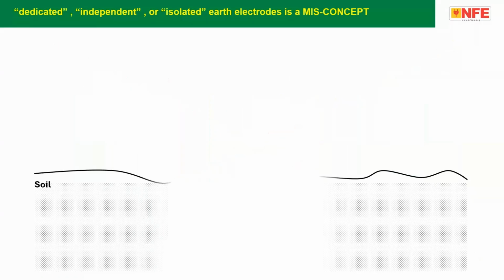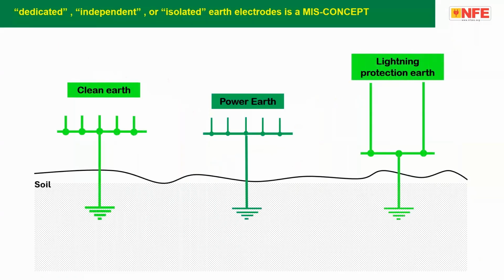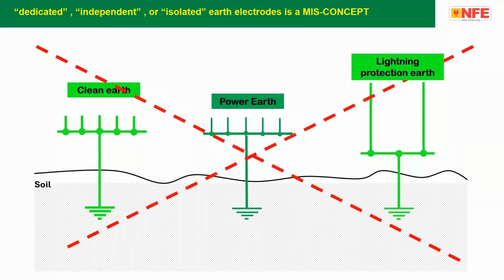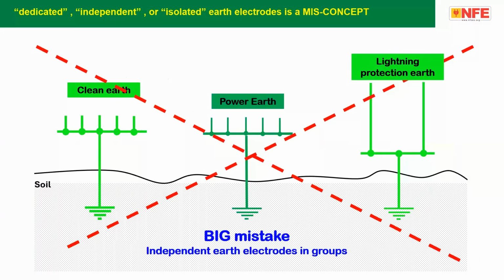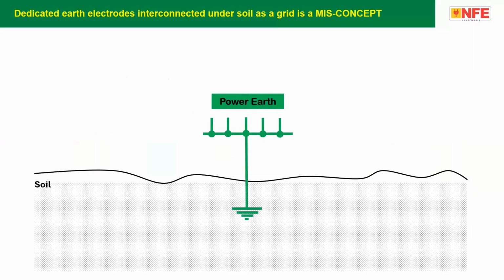The second mistake is the concept of clean earth, power earth, and lightning protection earth, all separate. This is also a mistake. We have been advocating that. Please note that these mistakes are the main reason for non-operation of the protective device during an earth fault, which is creating failures and fire accidents in the country.